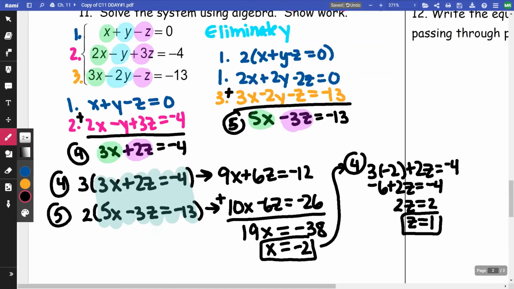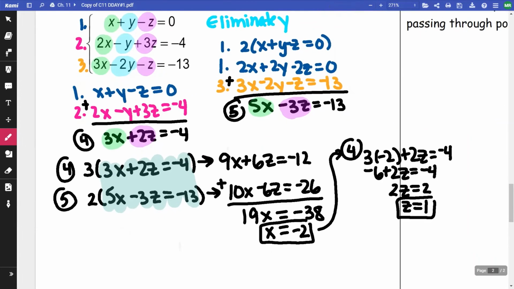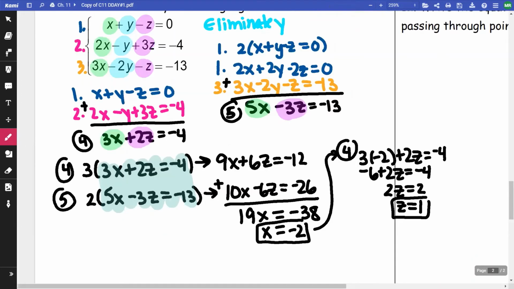I need to find my y. So I'm going to go to equation either 1, 2, or 3 to find my y. Let's say I go to equation 1. So equation 1, let me just write it here so I see it, was x plus y minus z equals 0.